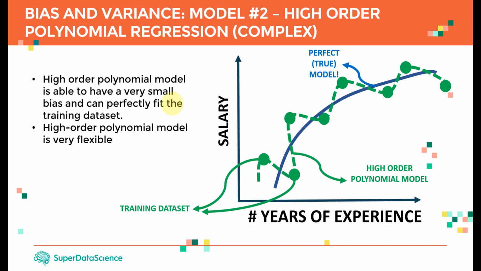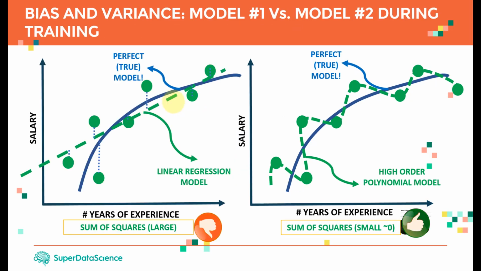All right. The problem is, this is not the whole story. Let's take a look at the other aspect of the story. As you can see here, I have the two models. Again, these two models are used during training. First, I have my simple linear regression model, with my number of years of experience and my salary. Here I have the first one, and here I have my higher order polynomial model, again a perfect true model, as you can see, the blue line.